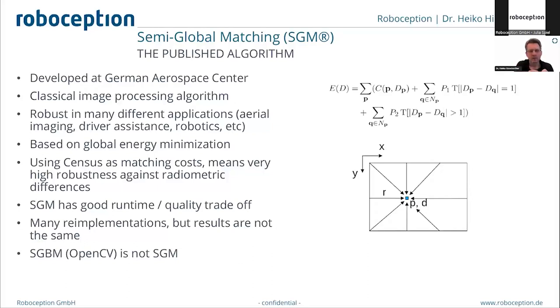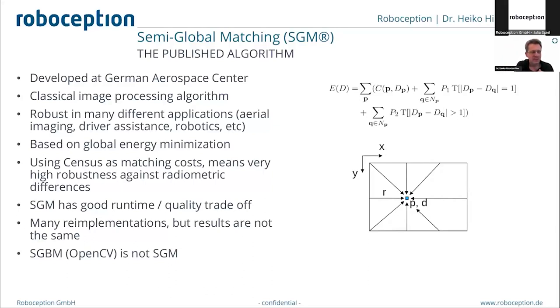And it turns out that by doing this, many, many calculations can be reused and that they can be implemented very, very efficiently. And that's why it is semi-global. Global because the cost function is global, and semi because we are going just along one-dimensional paths.